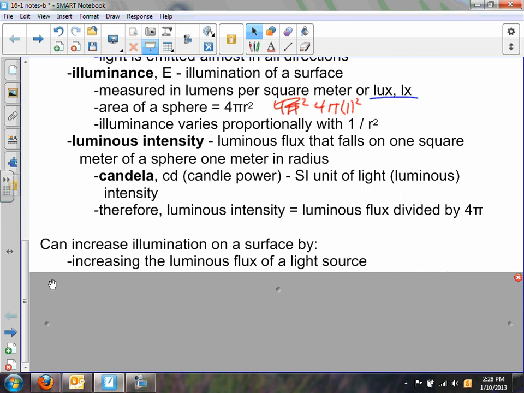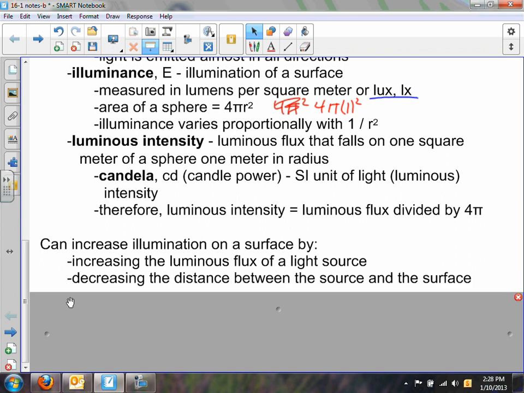What else could you do? Well, since we know that the illuminance is proportional to 1 over r squared, you could actually decrease the distance between the source and the surface. So if you bring that light bulb closer to the table, maybe have a drop ceiling so the lights are closer to the table, that would also increase the amount of illumination.